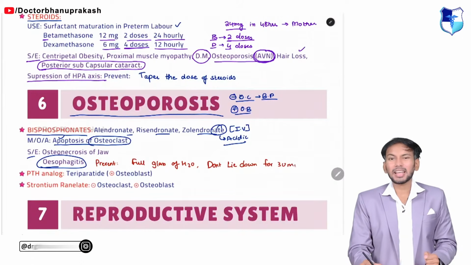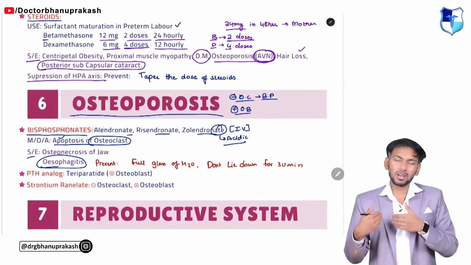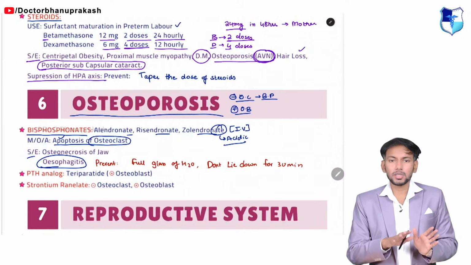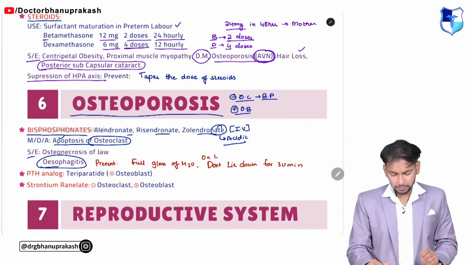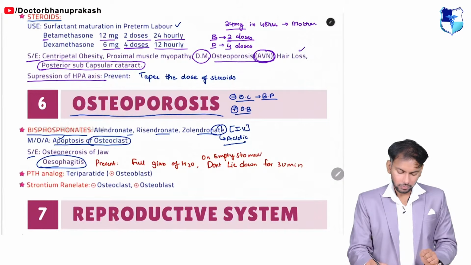Why? 30 minutes is the gastric emptying time. By 30 minutes, the drug might have passed from the gastric into the small intestine. So, it will not come back. Yes, preferably on empty stomach. If the patient is on empty stomach, it would be even better.